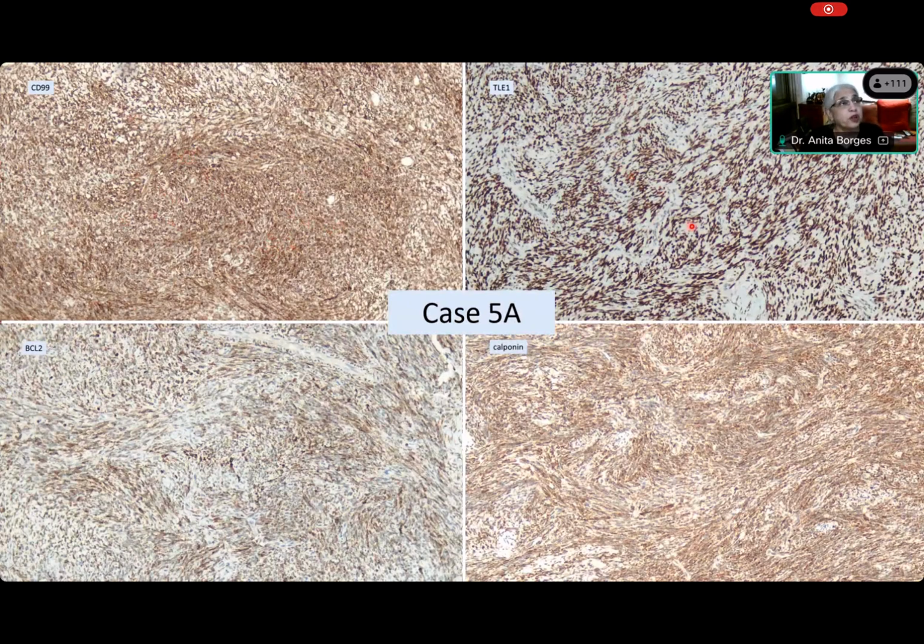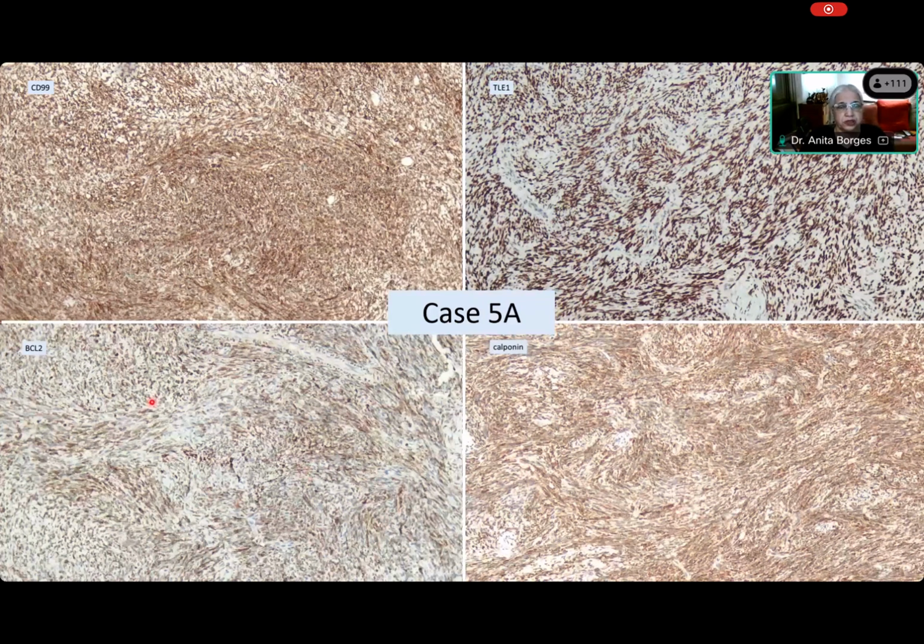This is TLE1. What has it marked, Elsa? Not just positive. In which compartment of the cell is TLE1? Ma'am, nuclear positive. Yes, you see the spindling of the nuclei. It's a beautiful nuclear positivity.